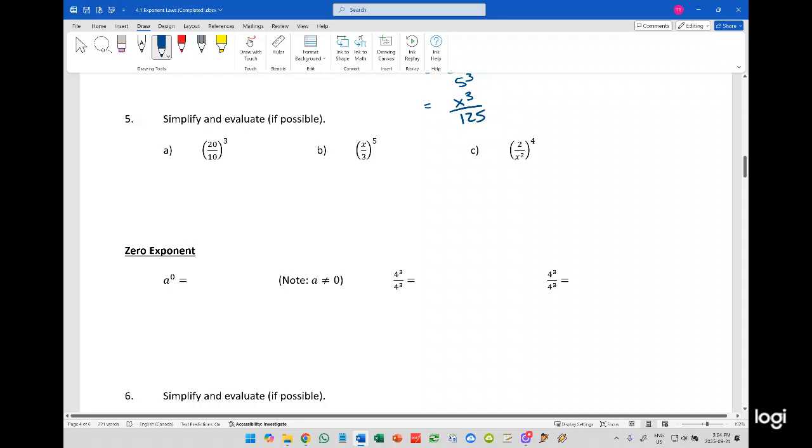So the first one for number 5 here is very similar to the one that we did at the beginning of number 4, where there's a really obvious way to do this one, but we're going to ignore that for a moment just to do our rule.